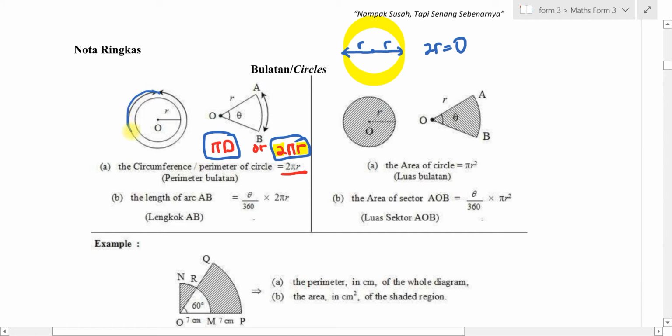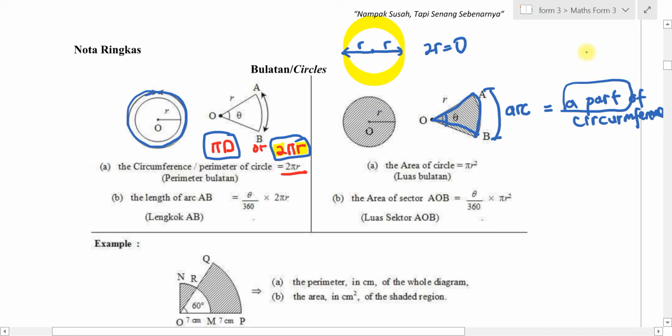Okay, circumference is the perimeter of your circle. Okay. So, sorry, not sector. This is what we call as an arc. Arc is what? A part of circumference. A part of circumference. A part of the circumference. What does it mean, a part of?